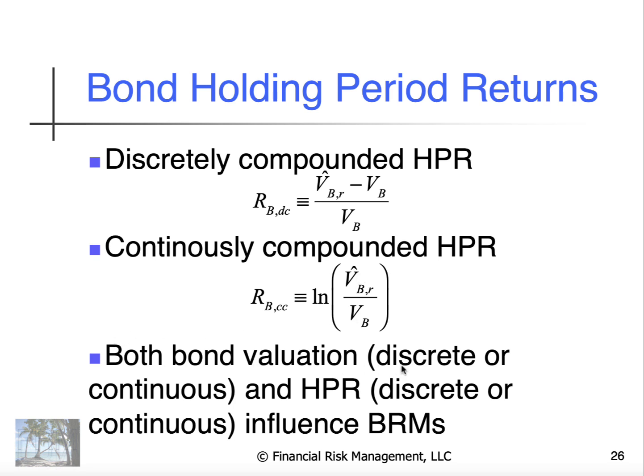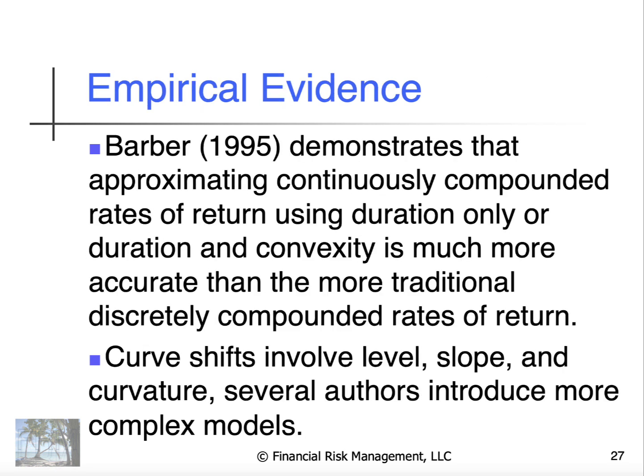Both bond valuation, you can use discrete or continuous, and holding period returns, you can use discrete or continuous, influence bond risk measures. Barber demonstrates that approximating continuously compounding rates using duration only or duration and convexity is much more accurate than the more traditional discretely compounding rates of return.